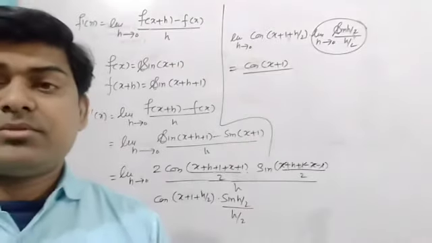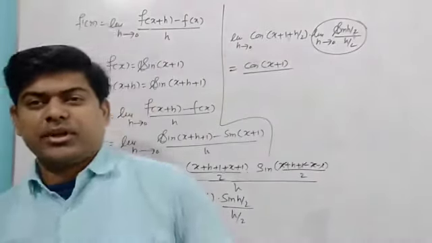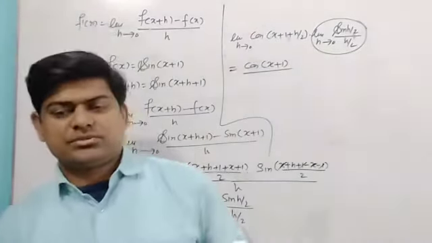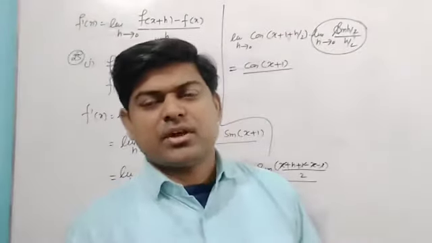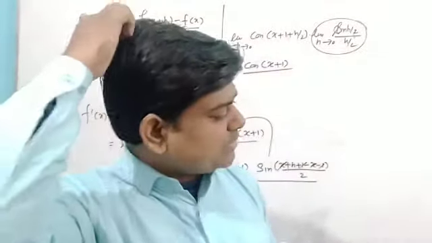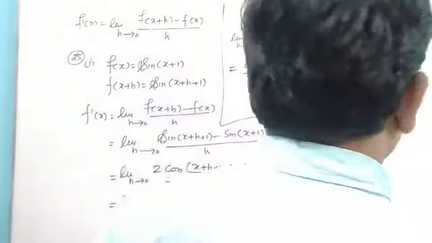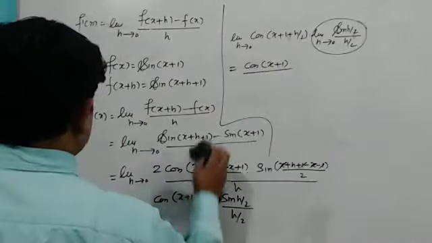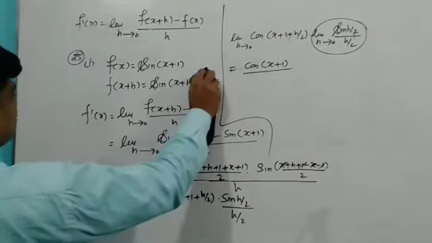Now in the fifth part, we are having square terms. We are having sine square x. So what should I do to find the differentiation of sine square x or cos square x by the first principle? Let me tell you again.